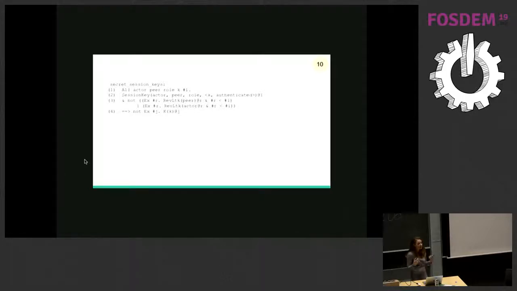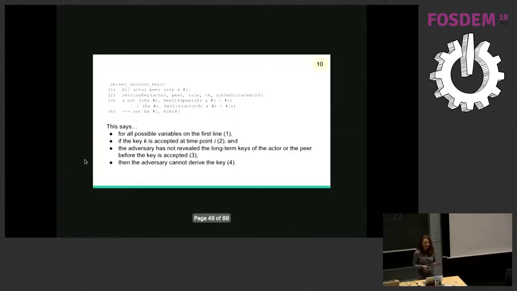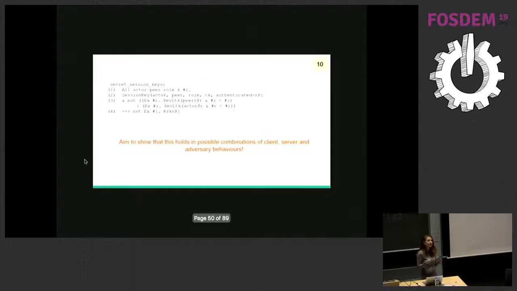This is our secret session key lemma, and what it says is that for all possible variables on the first line, if a key is accepted at time point i, and the adversary has not revealed the long-term key, then the adversary cannot derive this key. The adversary does not know your session key. And we aim to show that this holds in all possible combinations of client, server, and adversary behaviors.